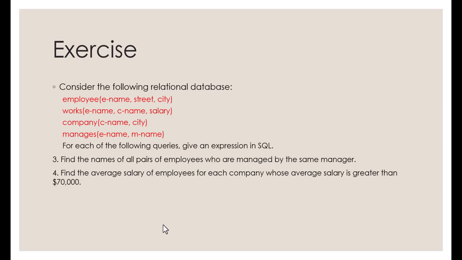Okay, number 3, find the names of all pairs of employees who are managed by the same manager. Okay, so these are two different employees, but they have the same manager. So their employee names should not be the same, but their manager names should be the same. So whenever we're comparing like a pair, so it's two different employees, we want to make sure that we're doing a Cartesian product between employee and employee. And whenever you're doing a Cartesian product between the two or the same tables, you have to rename one to be called something else.